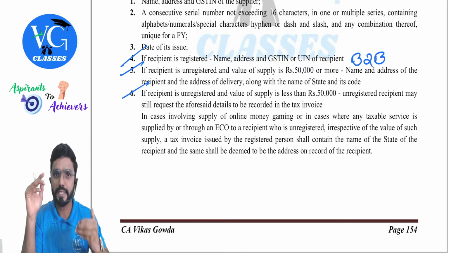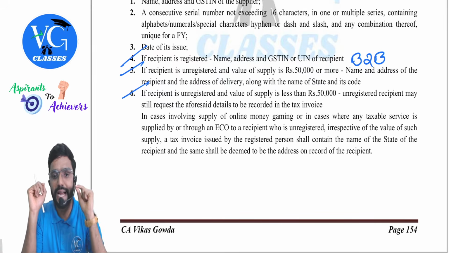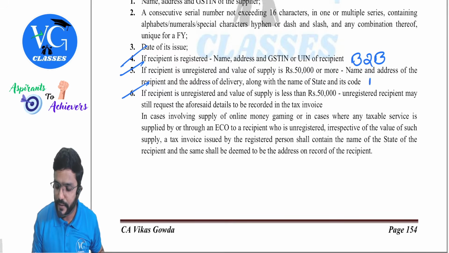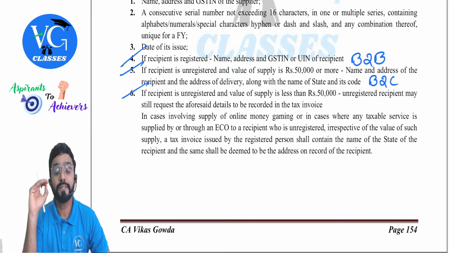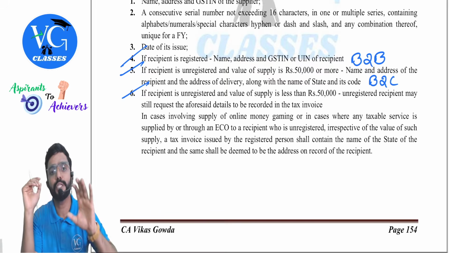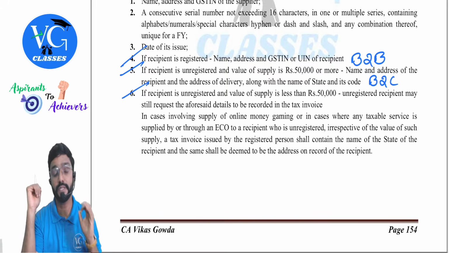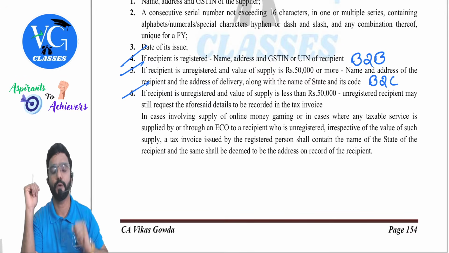Okay. Fifth and sixth point. This is important. Fifth one, if recipient is unregistered, that is B2C supply, and the value of supply is 50,000 or more, name and address of the recipient and address of delivery along with the name of the state and its code has to be mentioned in the invoice. This is for B2C supply only if the value of supply is 50,000 or more.